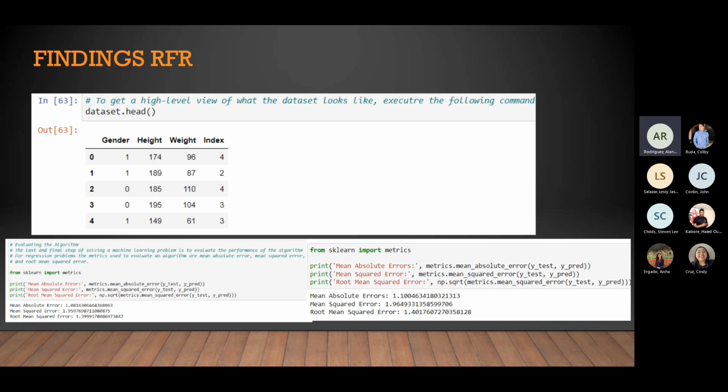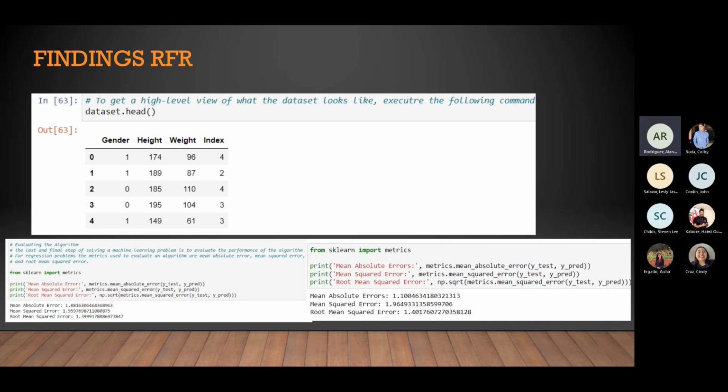So the final step of solving the machine learning problem, we evaluate the performance of the algorithm. Using the random forest regression, just as explained by Colby, it uses the mean absolute error, the mean squared error, and the root mean squared error.